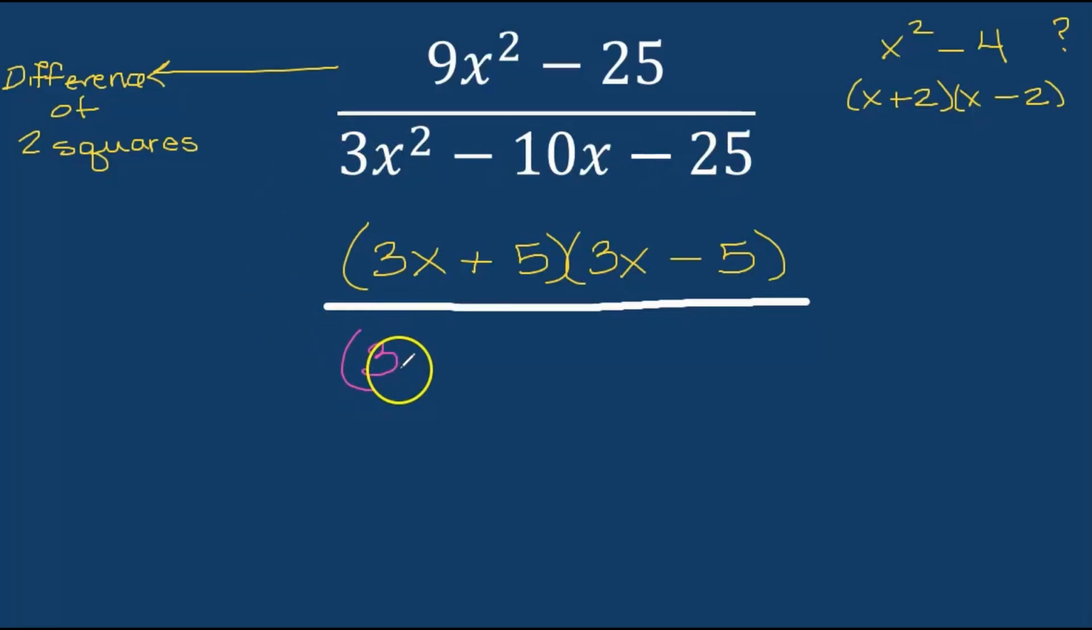Since I'm stuck with the 3, and since it's a prime number, I'm going to go ahead and write out my binomials with 3x in the first binomial and x in the second binomial. I know this can't change because 3 times 1 is the only way to make 3. So the thing that's variable is that 25 at the end.